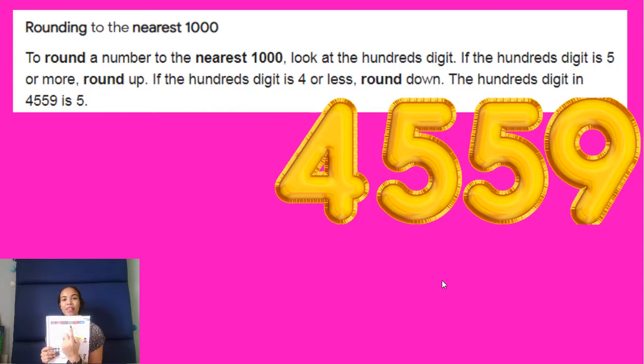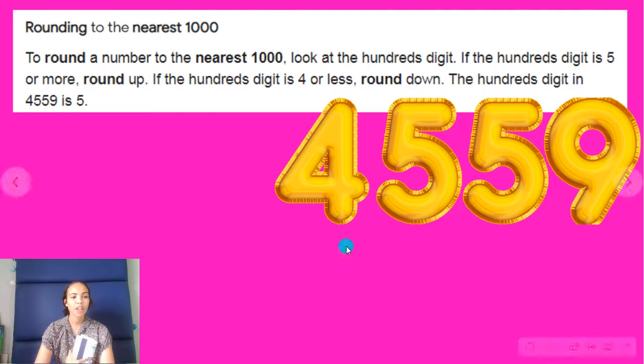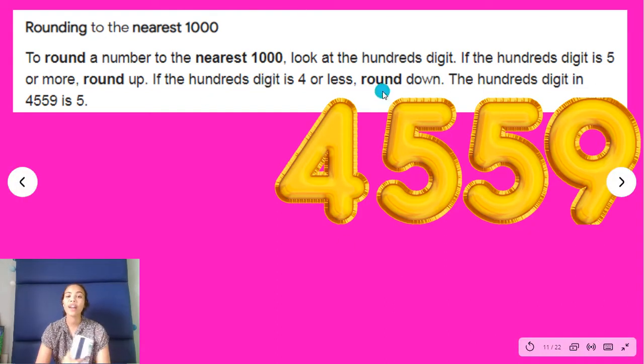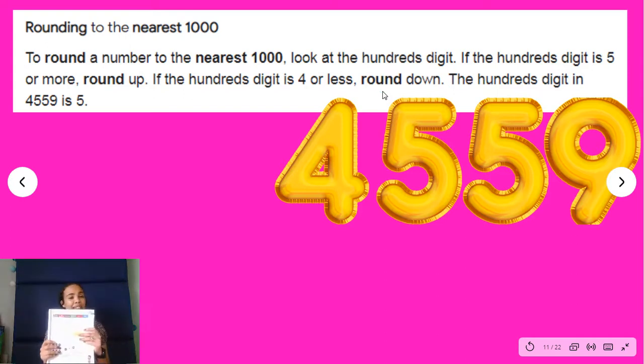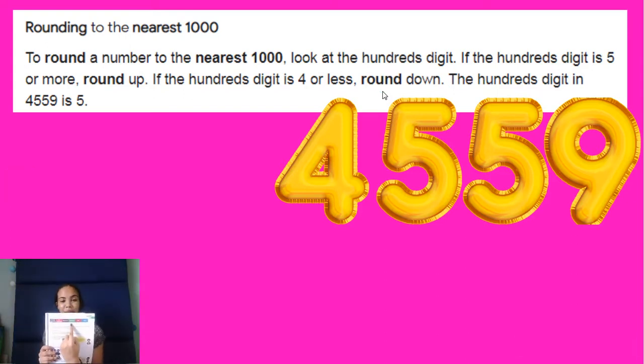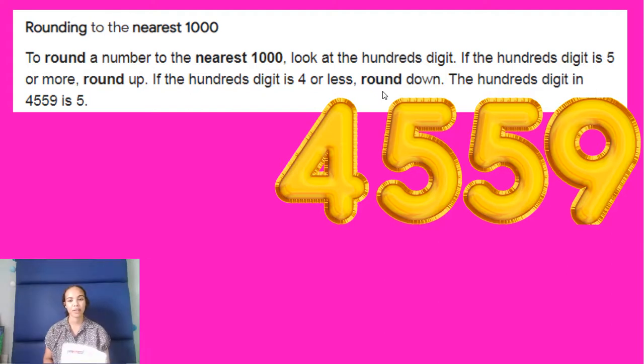If the digit in the hundreds column is 5 or more, we round up. If the number in the hundreds column is less than 5, we round down. Okay, so here we go. To round a number to the nearest thousand, look at the hundreds column. That's what I said. I said look at the hundreds column. If the hundreds digit is 5 or more, round up. If the hundreds digit is 4 or less, round down. Okay, so here we go. That's how we do it.